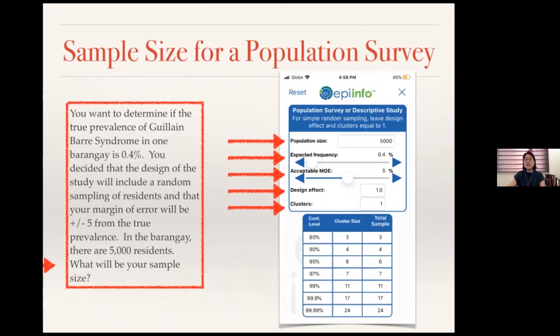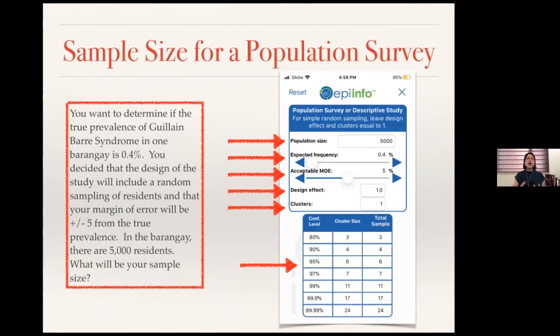As a result, you will come up with a table with different confidence levels. No? So you have confidence level from down to 80% to 99.99%. And then you can see how many sample respondents you need for your cluster size. So since you only have one cluster size, then you only have 6 in the middle row. The total sample will be including all the clusters now. So since you only have one cluster size, then you only need 6.